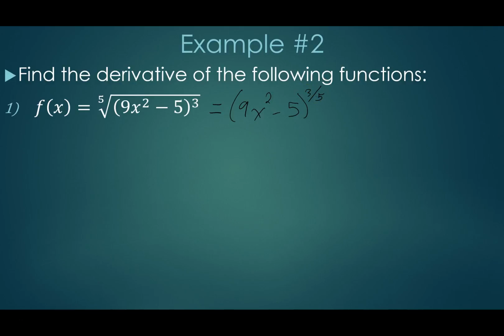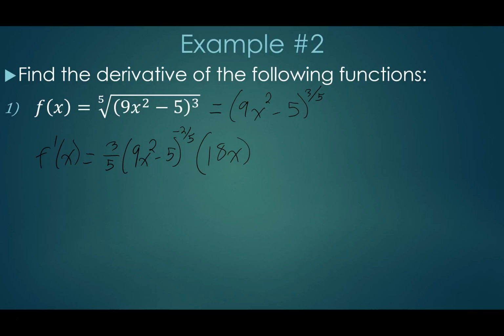Now again, the way the chain rule will apply to this particular problem is I apply the power rule part first. I bring the exponent in front, 3/5, rewrite the inside, that cannot change, and then I decrease the exponent by 1. 3/5 minus 1 is a negative 2/5. I then multiply by the derivative of the inside, which is simply 18x.